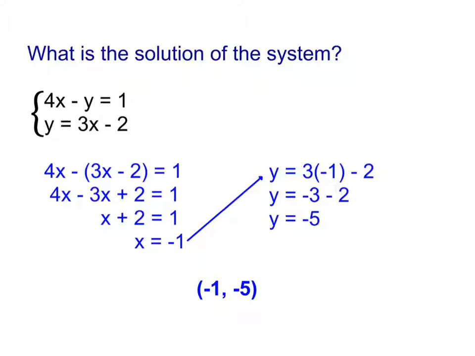This is what the rest of the work would have looked like as you went through. And so you can see we end up with a final answer here of negative 1, negative 5.